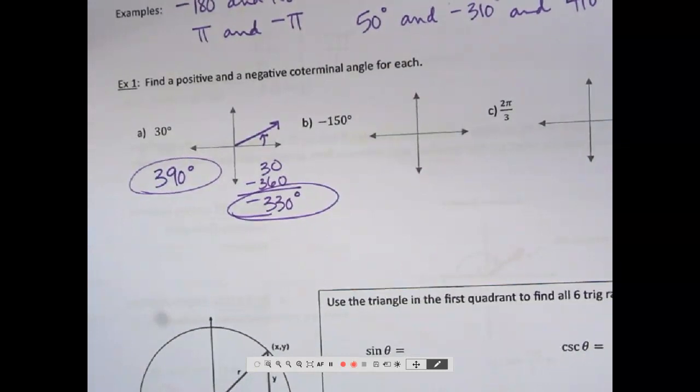Those aren't the only right answers. You could add it 2 or 3 times, subtract it 2 or 3 times, or however many times float your boat, you'd still have a coterminal.